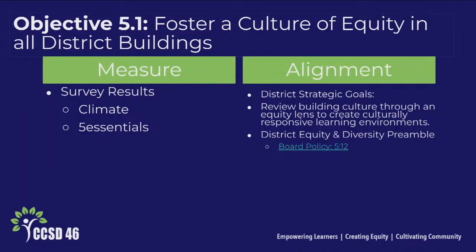The first of two objectives is to foster a culture of equity in all district buildings. One very effective way to do that is gathering data. You've heard people talk about surveys already throughout our presentation, but one of those is 5 Essentials season. 5 Essentials is giving us an idea of culture within our buildings, but we are interested in looking at more surveys, having our principals send them out throughout our community so that we have more of a lens on equity across our district as well. This will align with some of those district strategic goals. We'll be able to review building culture, and of course the district equity and diversity preamble.